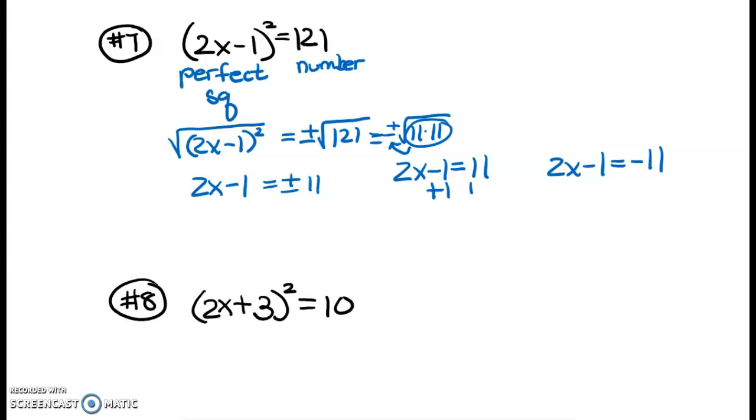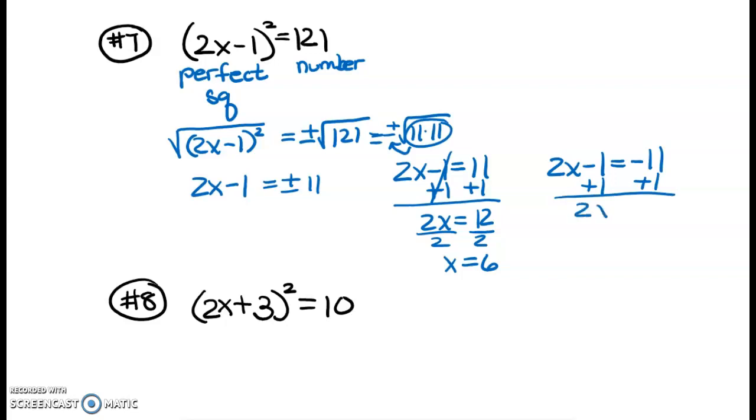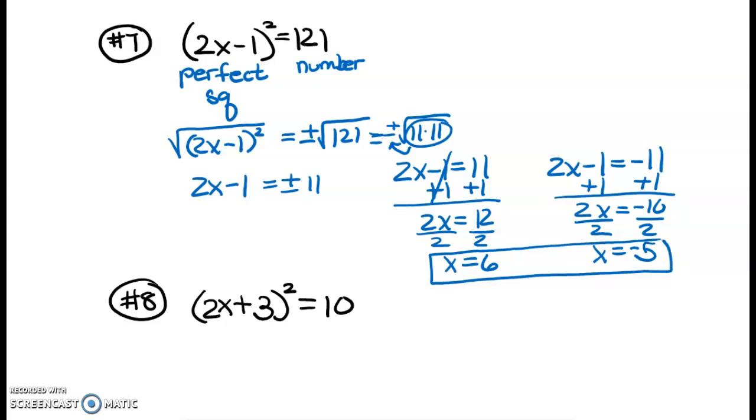So we're going to add 1 to both sides. So I get 2x equals 12. And when I divide by 2, I get x equals 6. Here on this one, when I add 1 to both sides, I get 2x equals negative 10. And when I divide by 2, I get x equals negative 5. So I get my two solutions right here.